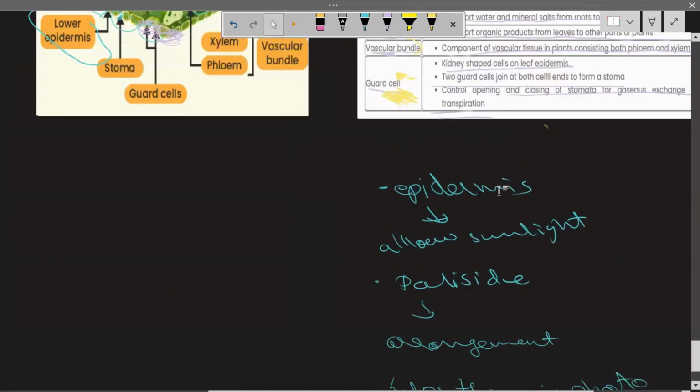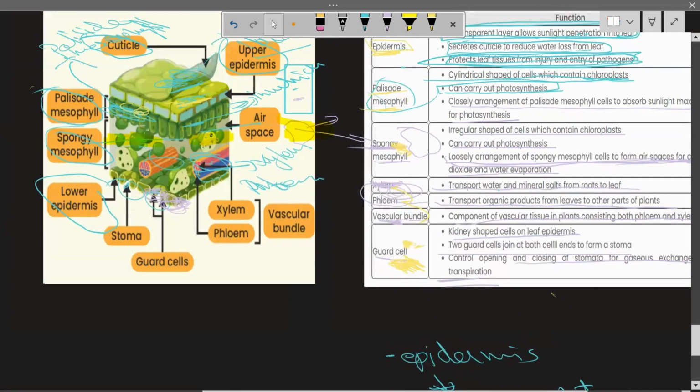As you can see in this diagram, they are closely packed. Can you see this? They are closely packed.